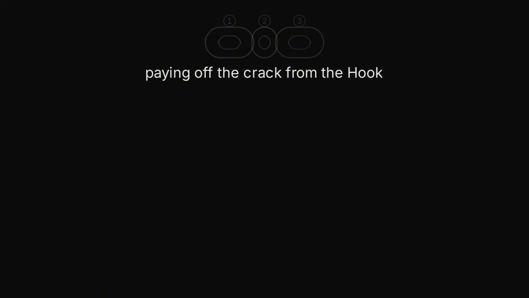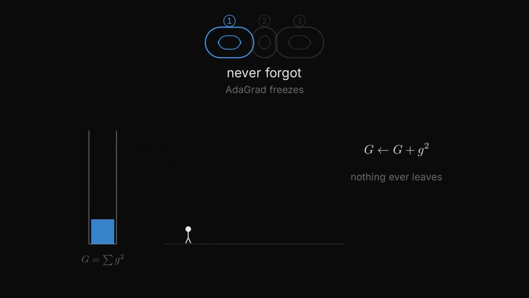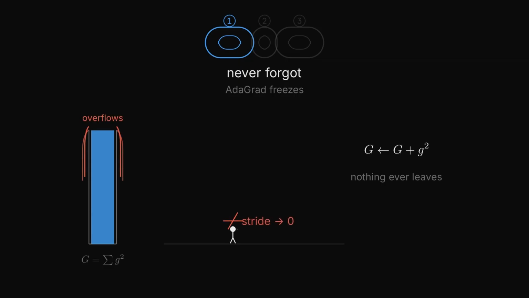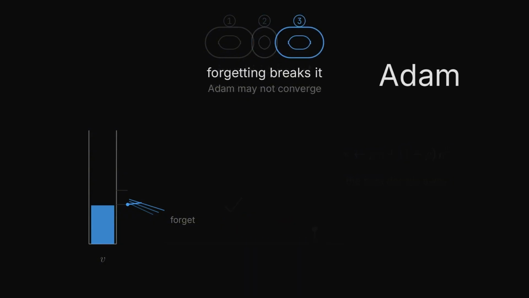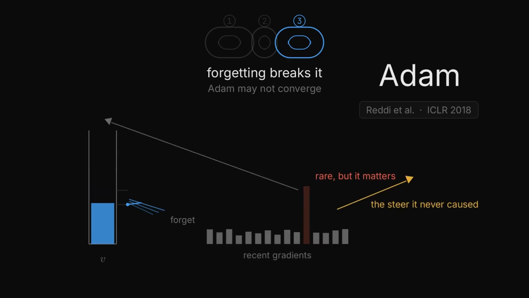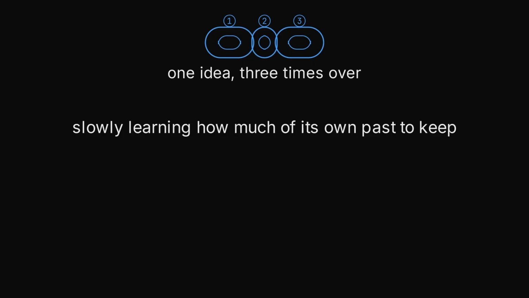Now let's pay off the crack from the hook. Remember the promise from the first minute, that the exact trick which rescued AdaGrad is what quietly breaks Adam. Here it is, in full. AdaGrad's memory never forgot, so it froze. RMSProp taught it to forget, and that cured the freezing. But forgetting is also why Adam can fail to converge. From Reddi and colleagues in 2018. A rare but important gradient gets averaged away before it can steer. The fix, AMSGrad, simply tells Adam to never forget the biggest bump it has seen. The whole arc is one idea, slowly learning how much of its own past to keep.